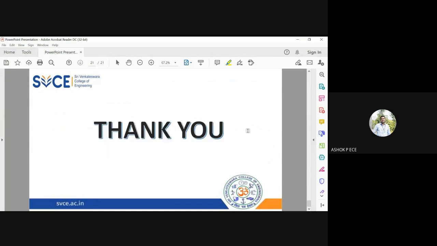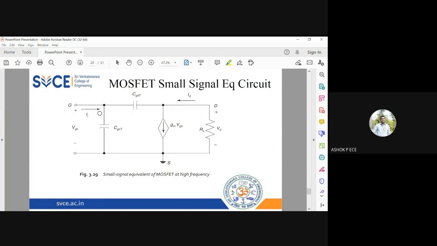This is the equivalent circuit when you consider the capacitances. You will have CGST and CGDT, which are the total capacitances between gate and source, and gate and drain. You have the current source transconductance representing the relation between ID and VGS, and you have a load resistor across which you measure the output voltage V naught. RL is not a part of your equivalent circuit. You connect the load resistance externally to measure the output voltage. Okay.